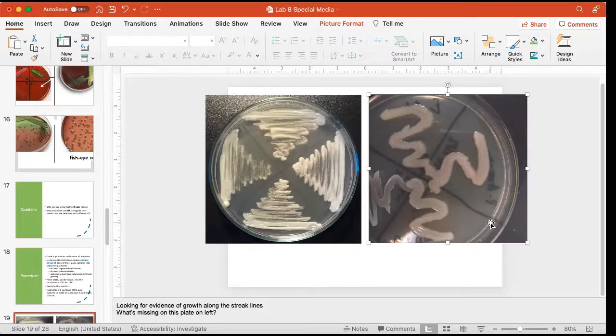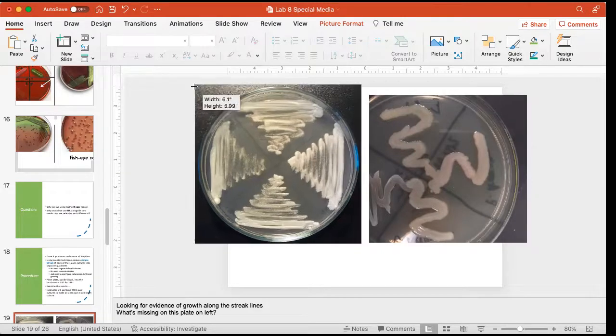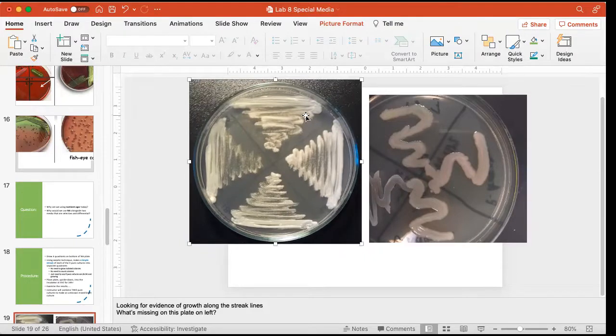Hey, notice something here. Look at this. This student nicely labeled their plate so they knew what was growing in which quadrant. Look over here. No labels. Uh-oh. The student would be hard-pressed to know what was what here.